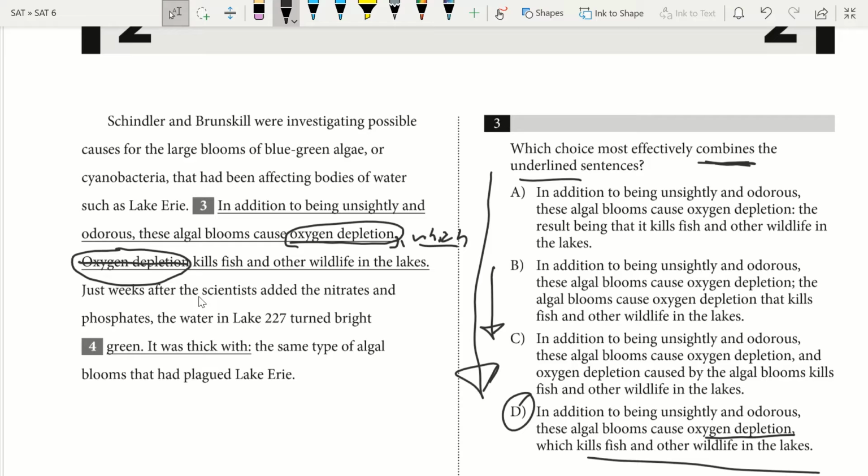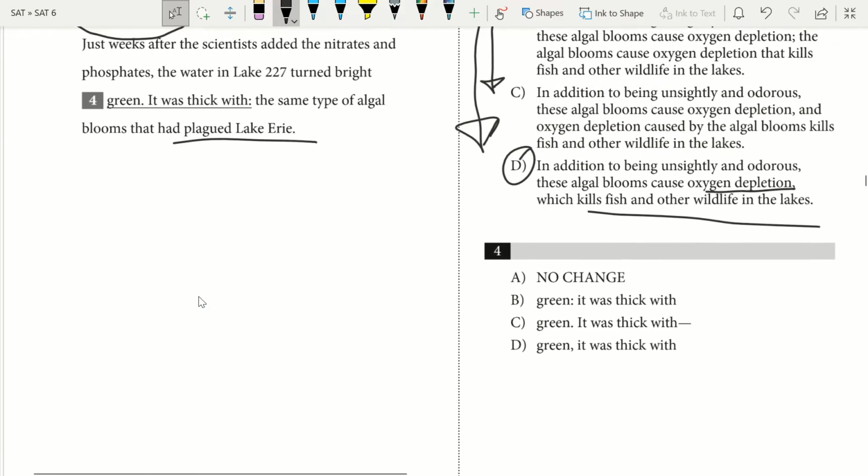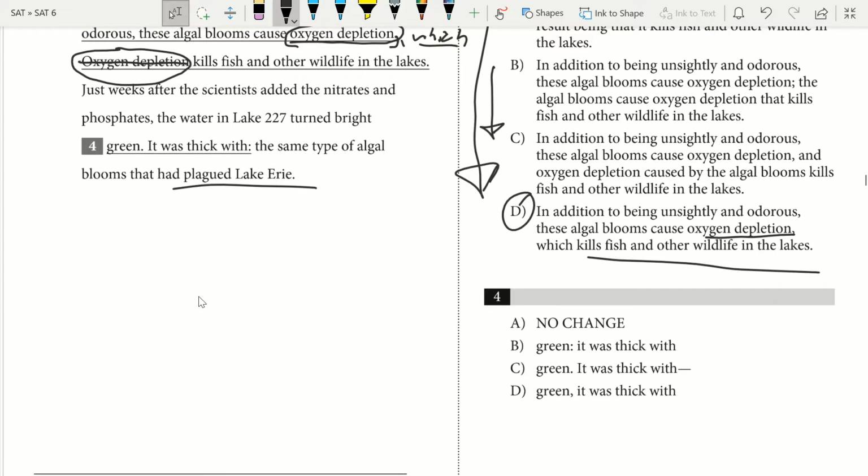Just weeks after the scientists added the nitrates and phosphates, the water in Lake 227 turned bright green. It was thick with the same type of algal blooms that had plagued Lake Erie. Alright, so let's see what our question is there. So right here, we're looking at either combining the sentences. It's not explicitly stating we have to, but it's always a possibility.